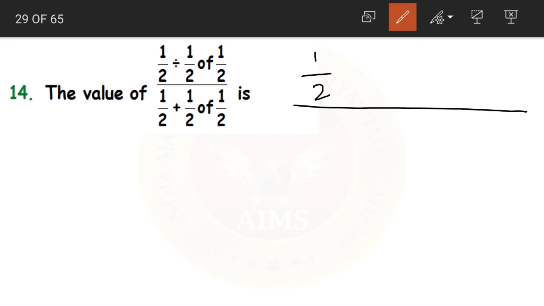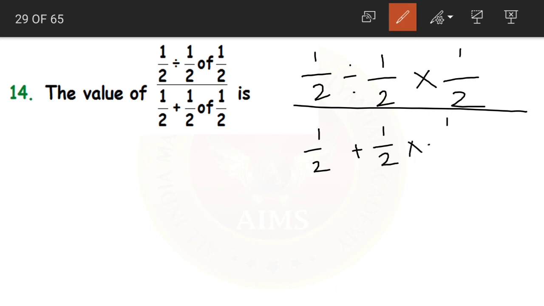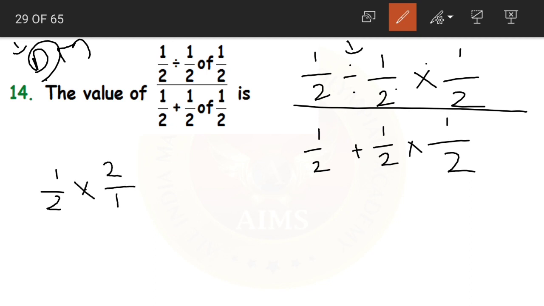See, 1 by 2 divided by 1 by 2 into 1 by 2. What is off? Off is nothing but multiplication, right? Yes, off is nothing but multiplication. And what comes next? We have division and multiplication here. Yes, in the BODMAS, division comes before multiplication. So first we'll divide 1 by 2. How do we divide? Into 2 by 1. Yes, into 2 by 1, and then the remaining 1 by 2 written as it is.